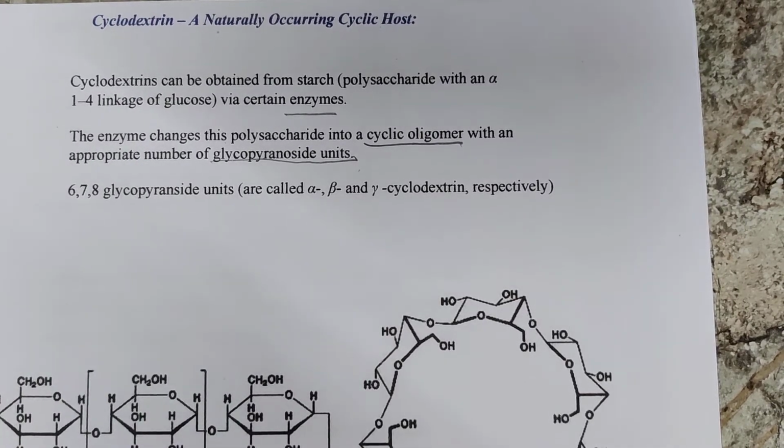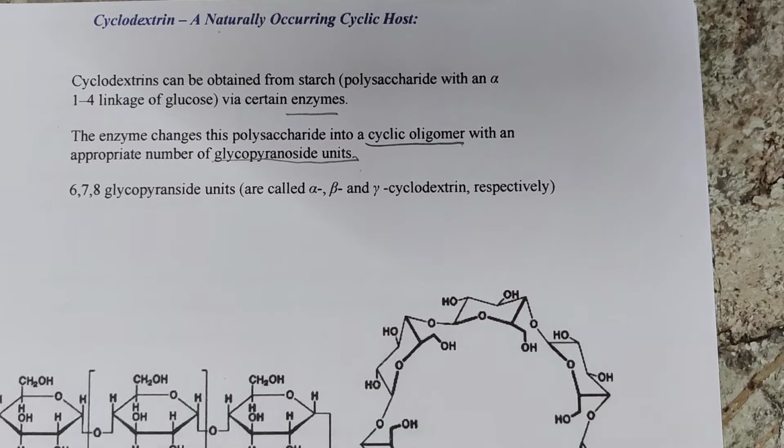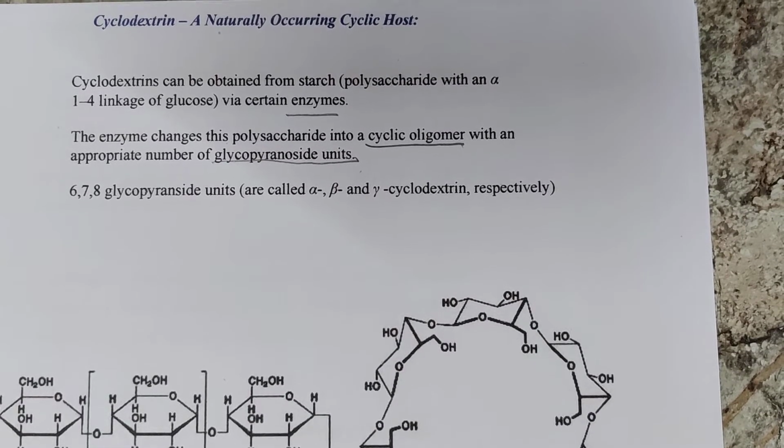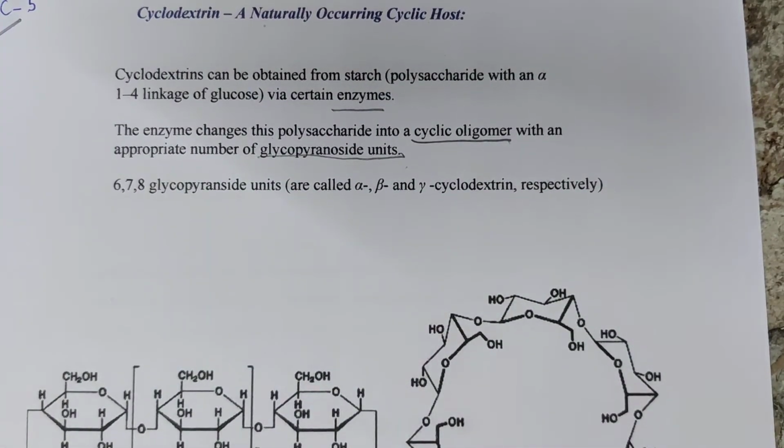The first type of supramolecule that we have to study is cyclodextrin. Cyclodextrin is a supramolecule that is obtained from starch molecule via activity of certain enzymes. Not only starch, but any other polysaccharide that has alpha 1,4 linkage of glucose can also provide cyclodextrins. The enzymes change the polysaccharide into a cyclic oligomer.